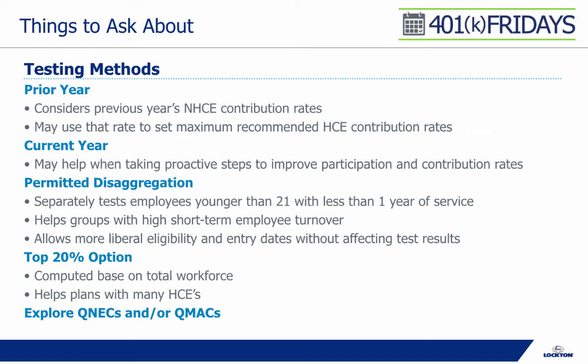Another option to consider is the top 20% option. This looks at your total workforce and allows you to use the top 20% to conduct your discrimination testing and determine who your highly compensated employees are. Now, this option is really beneficial if you have a lot of highly compensated employees as a percentage of your workforce. So, for example, if you had more than half of your workforce as highly compensated employees, well, you wouldn't have to look at all of them to determine the actual deferral percentage of your highly compensated employee population. If you choose this option, you'd only have to look at the top 20%.